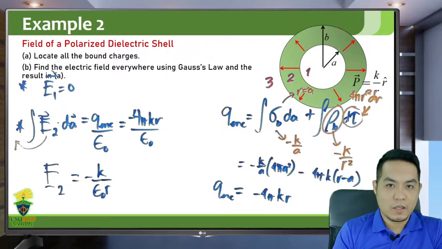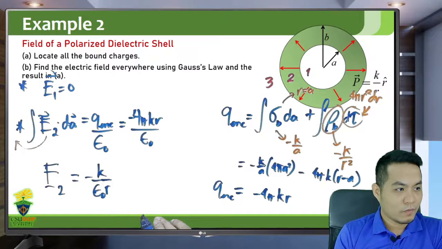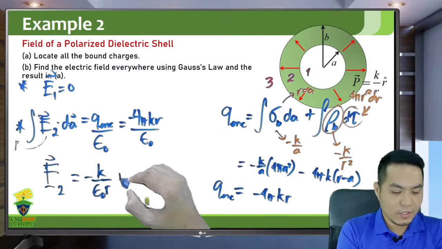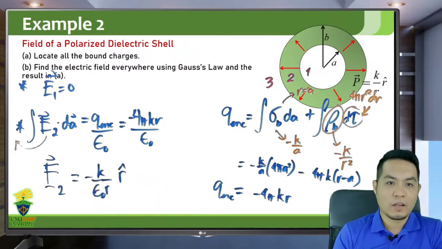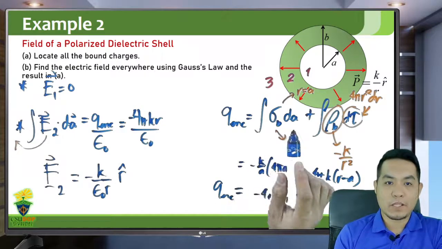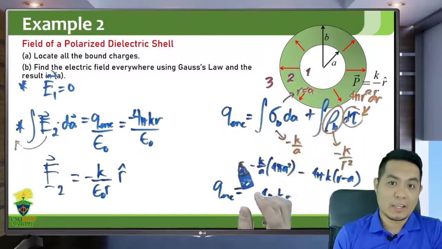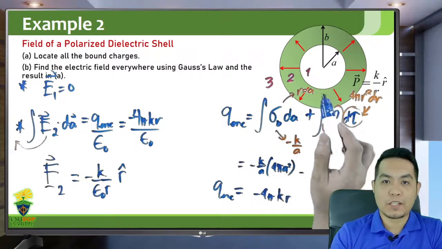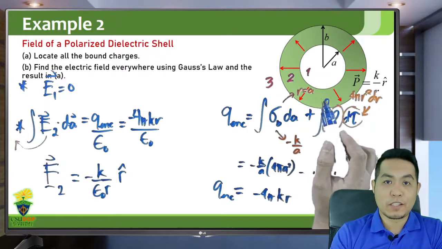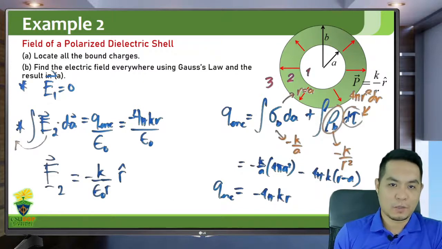And in vector form, the direction of this is actually negative r hat, because it's negative charges. The charge enclosed inside is actually negative, as we have presented earlier. There will be negative charges on the surface, and there will also be negative charges in the volume. So the electric field direction is negative r hat.